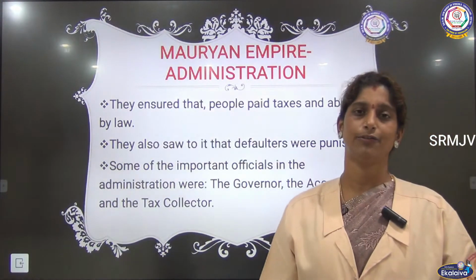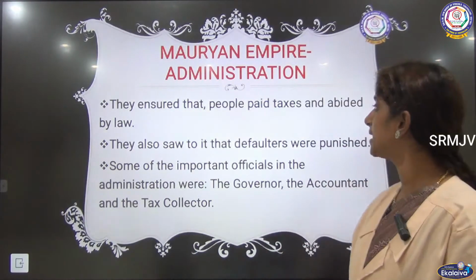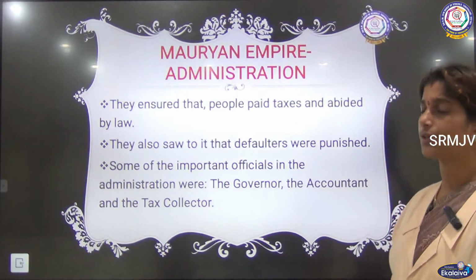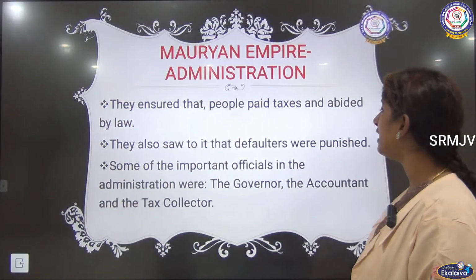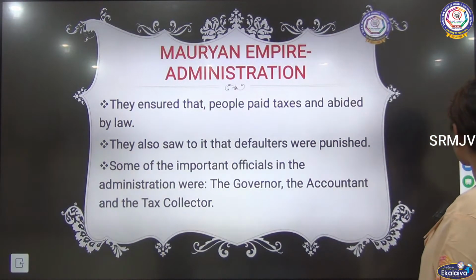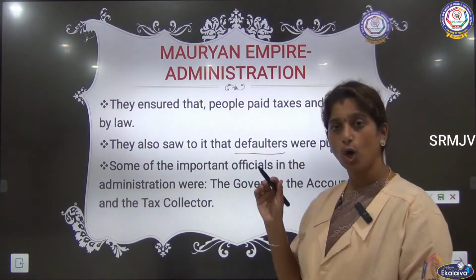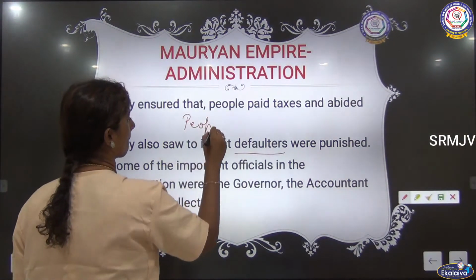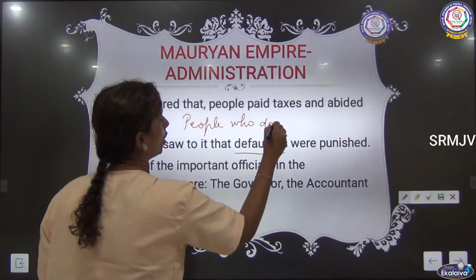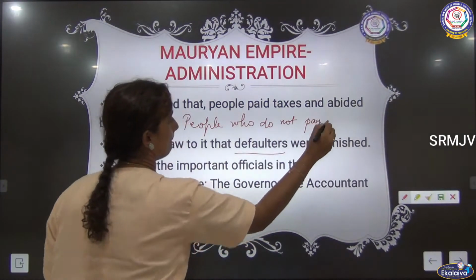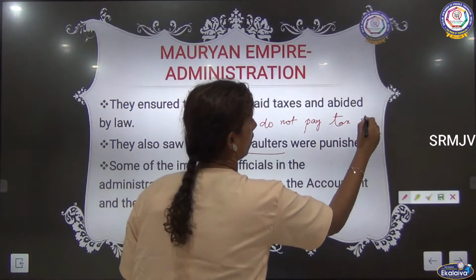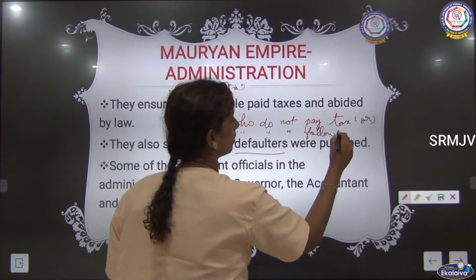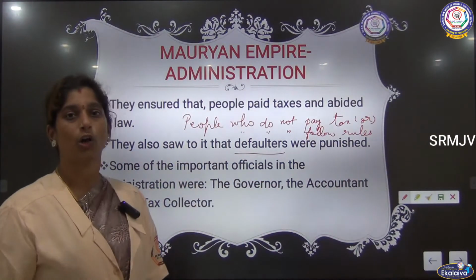What was the work of these officers? They made sure that people paid taxes and abided by the law. They had to make sure that people followed all the rules and regulations, and they also saw to it that the defaulters were punished. What is meant by defaulters? Defaulters were the people who did not follow the rules or who did not pay their taxes.